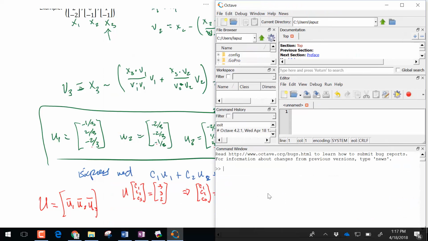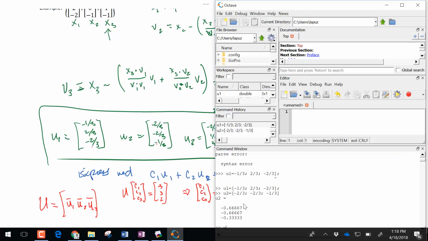All right, so let's say my U vector U1 equals negative 1/3, 2/3, negative 2/3. My U2 vector is negative 2/3, minus 2/3, minus 1/3. And these are column vectors, yeah? And then my last one, U3, is equal to minus 2/3, 1/3, positive 2/3.